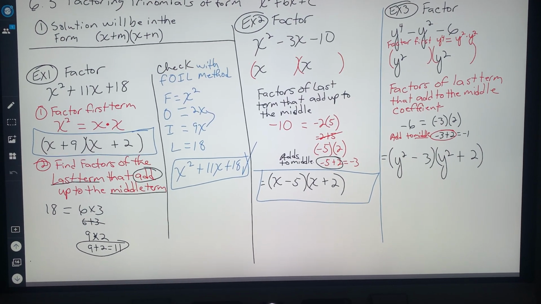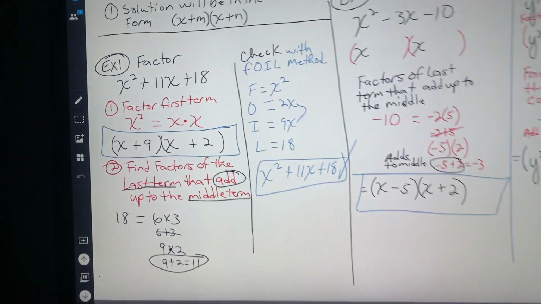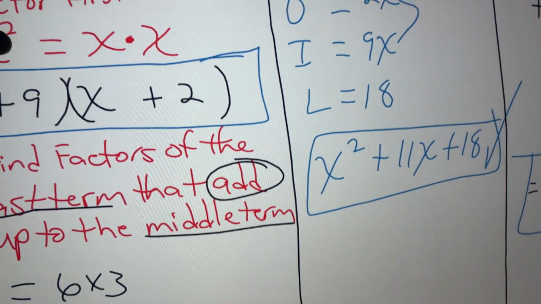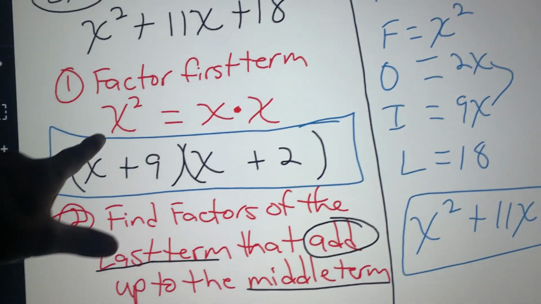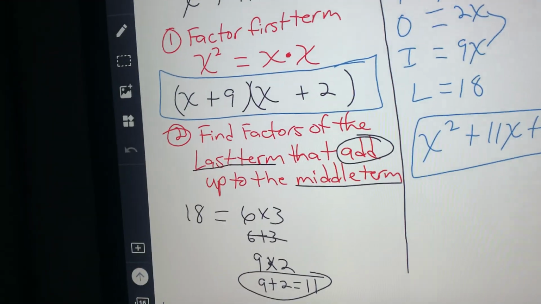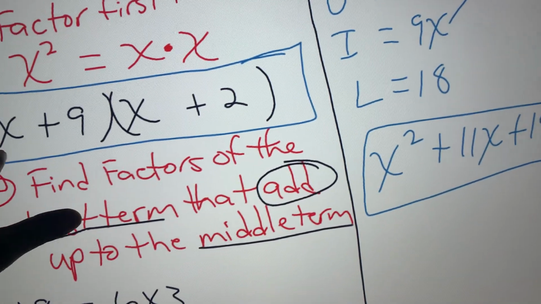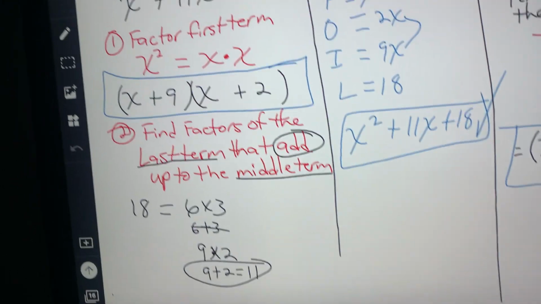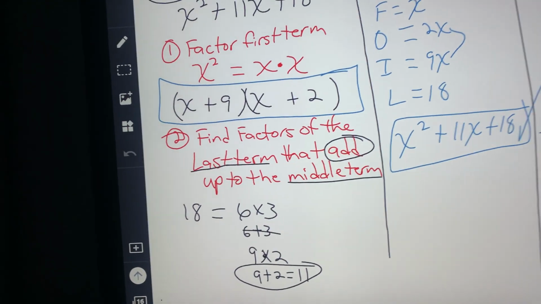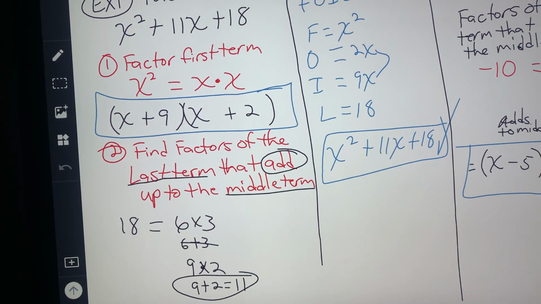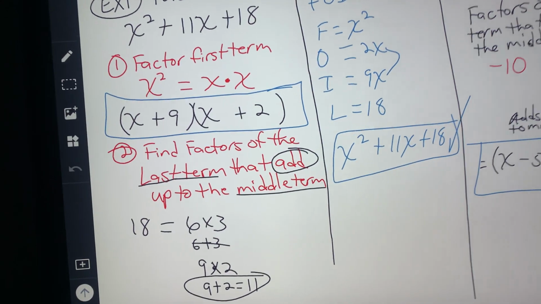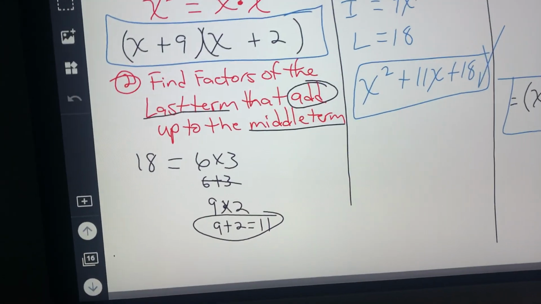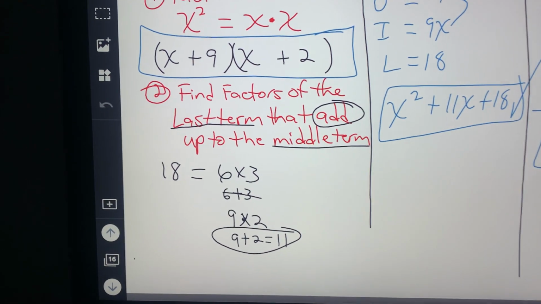So factoring trinomials here, we factor the first term, which is the x squared. So x squared becomes x times x. So we open up 2 sets of parentheses to put one of the x's here, one of the x's there. And then we find factors of the last term that add up to the middle term. So in this case, the last term was 18. We wanted to find factors of 18 that add up to whatever our middle term is.